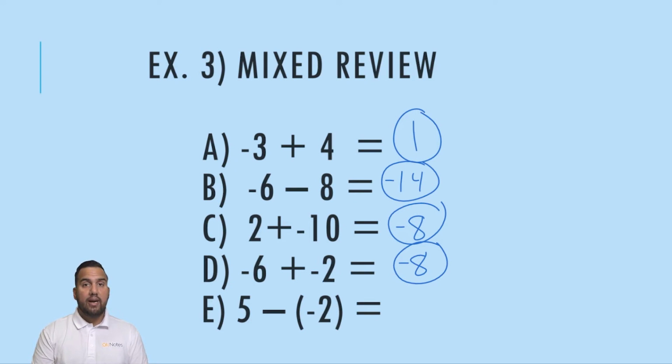Last one, 5 minus -2. What happens when there's 2 negatives next to each other? It turns into a plus sign. So I'm going to rewrite it: 5 plus 2. And you obviously know what that represents. 5 plus 2 is 7. And that's my final answer.